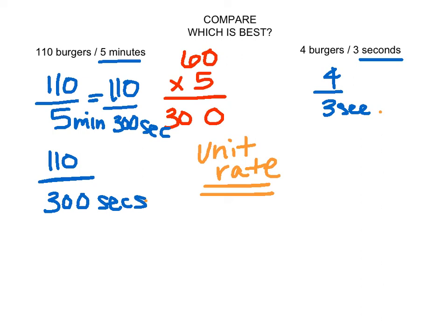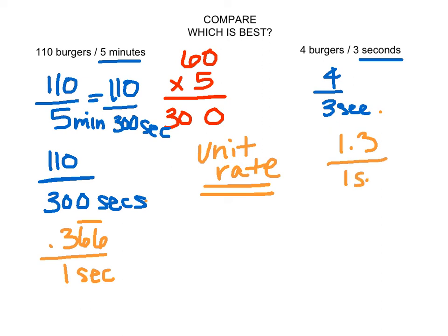And if I do my long division, you would get 0.366. The 6 is kind of repeating, in 1 second. Okay, so you can do 0.366 burgers in 1 second. Well, now I have to do my long division for 4/3. 4 divided by 3 is really 1.3. So they're doing 1.3 burgers in 1 second.